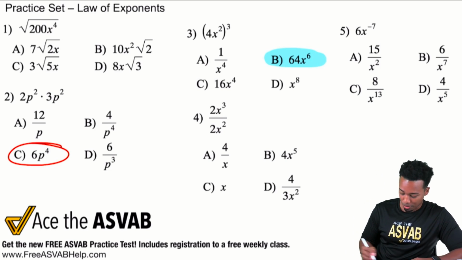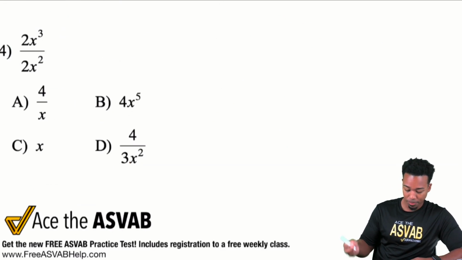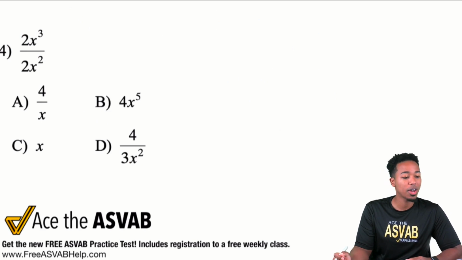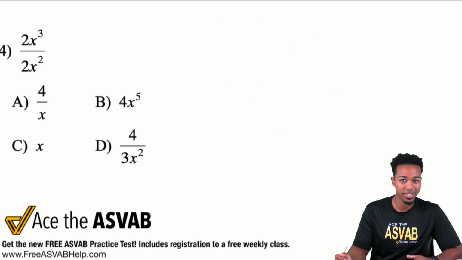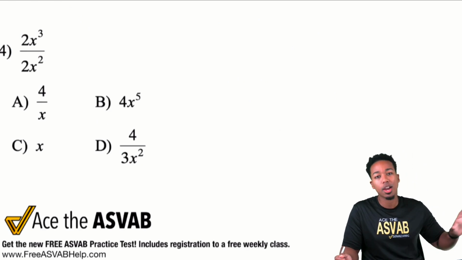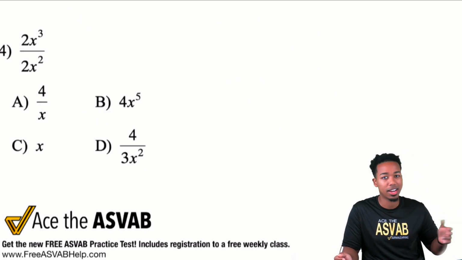But here we go with number 4. Let me give myself the room I need. We have 2x cubed divided by 2x squared. When it comes to dividing powers, handle the regular numbers as normal: simplify them, divide them, whatever you've got to do.